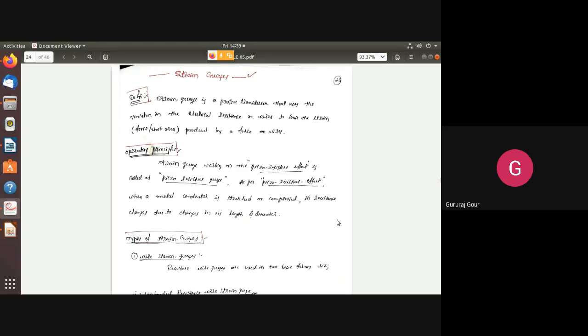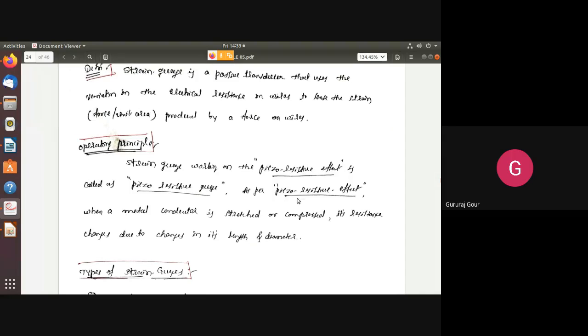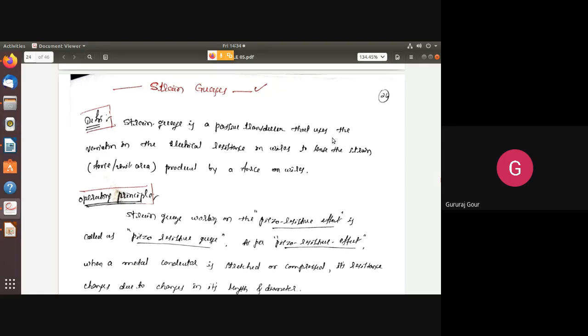So it's basically a passive transducer, which requires an external power supply, an external power source to come alive. That is a passive transducer that we already discussed in the last session. There are two main categories of transducers, active and passive. This is the passive transducer which requires an external power source.